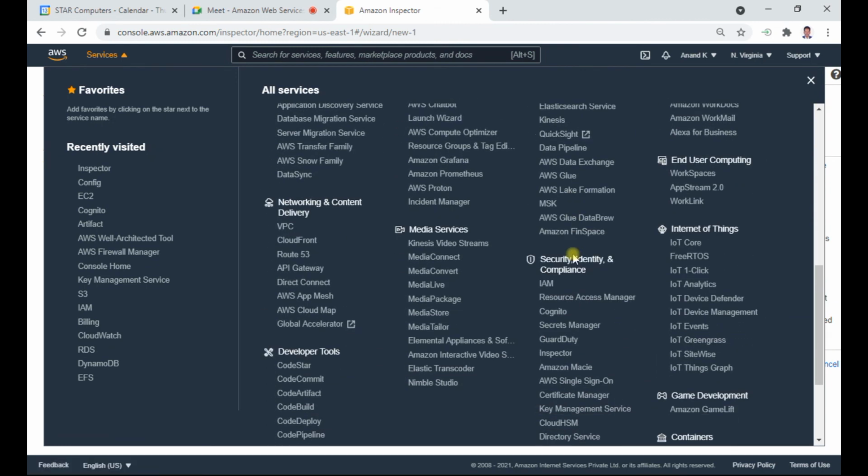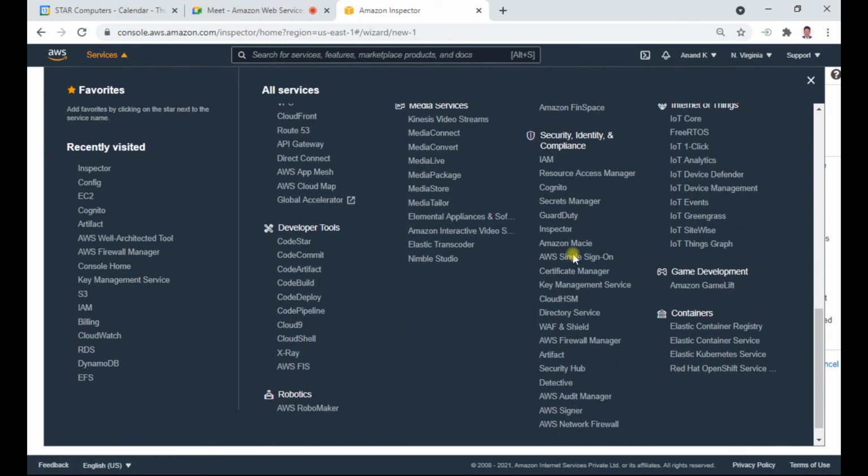Any questions? I know this contains a good amount of theory, but you need to know all the terminology also. You see Cognito we spoke about, GuardDuty, Inspector. Of course, there are some more services also. Certificate Manager, these are to generate the certificates.